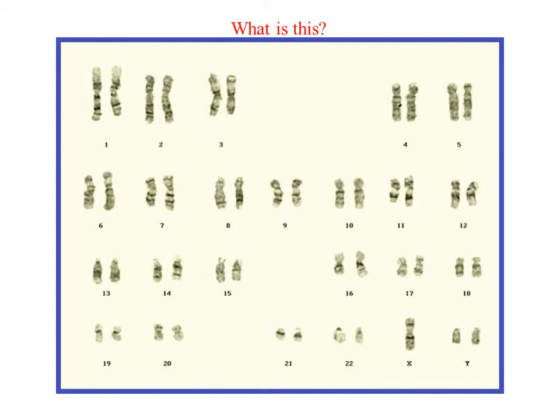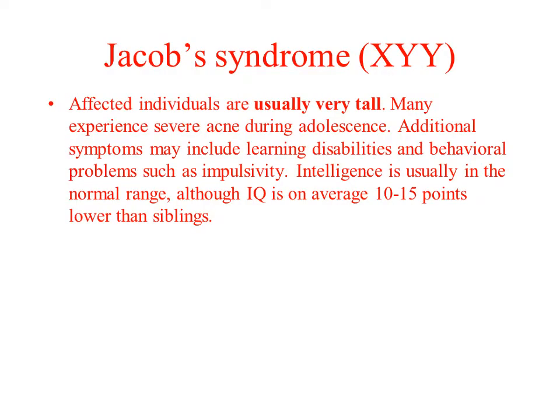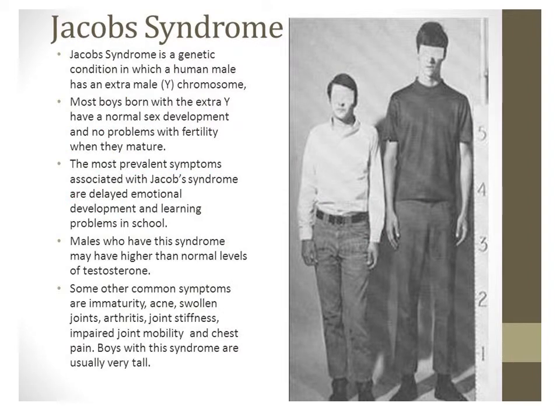What is this? This individual is a male and he is not normal because he has an extra Y chromosome. He has Jacob's syndrome. The affected individuals are usually very tall. These are the characteristics of Jacob's syndrome.